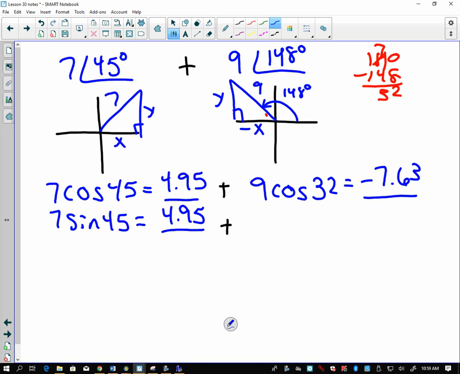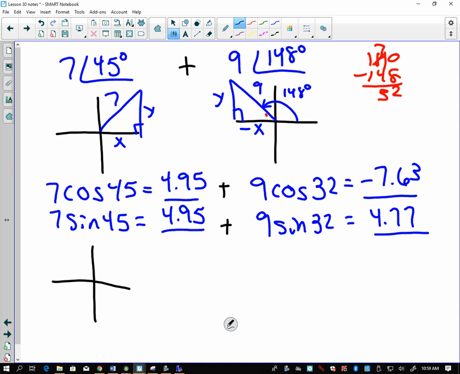And then down here, I'm getting 9 what? 9 sine 32, but this one, is it negative? No, because I know where I'm at, right? And I know my y is positive. 4.77. Okay? Now I want my x value, my new x value, and my new y value. What's 4.95 minus 7.63?